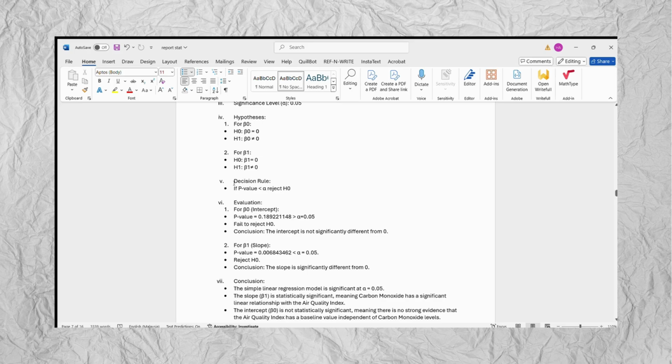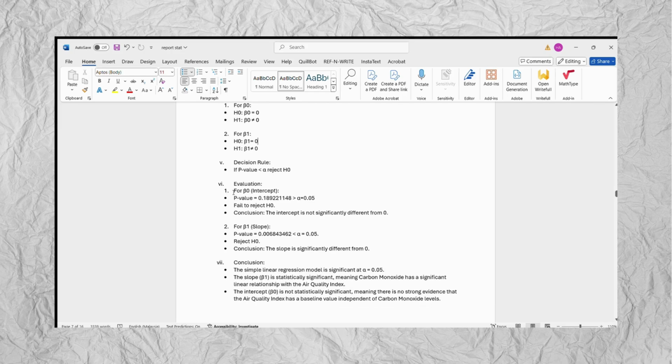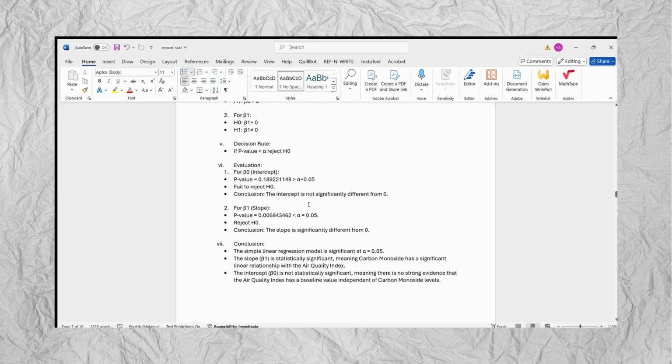So the decision rule will be if p-value is less than alpha, we can reject H0. So for the evaluation for beta 0, the intercept, the p-value is equal to 0.18922, which is more than alpha 0.05. So we fail to reject H0. Conclusion, the intercept is not significantly different from 0.